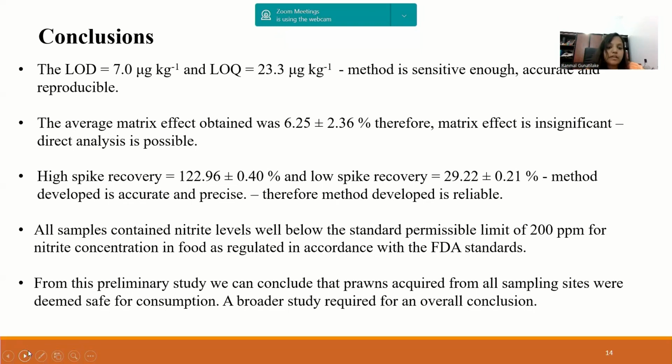All samples contained nitrite levels that were well below the standard permissible limit of 200 ppm for nitrite concentration in food as regulated in accordance with the Food and Drug Administration standards. From this preliminary study, we can conclude that prawns acquired from all the sampling sites were safe for consumption. However, for an overall conclusion, a broader study is required to be carried out.